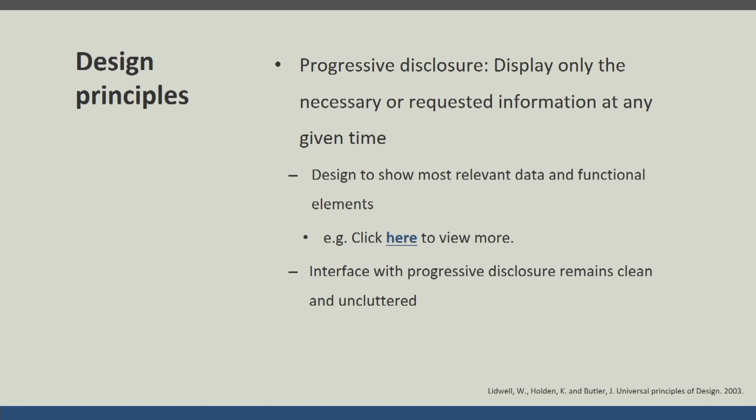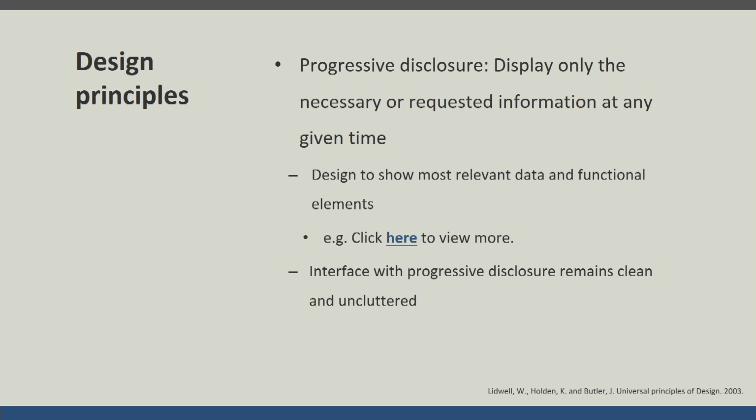And when you are designing to show the most relevant data and functional elements, you can have an example like this. So, click here to view more. There are often times when for novice users we don't want to overload them with a lot of information. So we hide some information which may be relevant in a different context in a different container. And then we say that if you want to view this set of information, you click here. And that is one example of progressive disclosure.